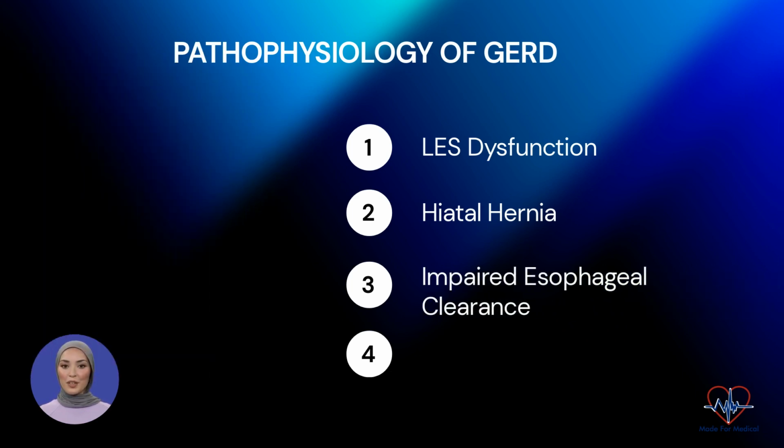Impaired esophageal clearance. The ability of the esophagus to clear refluxed acid and gastric contents back into the stomach is crucial in preventing GORD. Impairments in esophageal motility, such as ineffective peristalsis or delayed gastric emptying, can result in prolonged contact between the esophageal mucosa and the refluxed contents, leading to symptoms and esophageal damage.